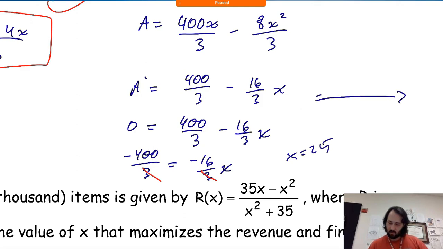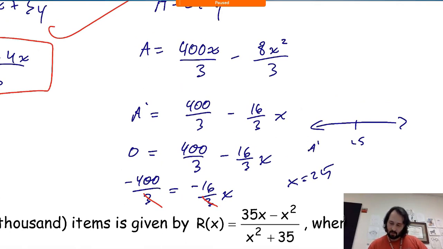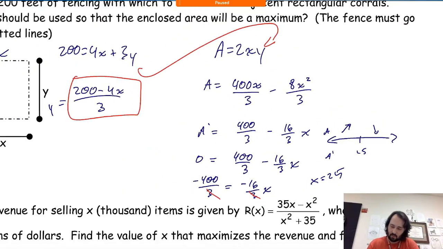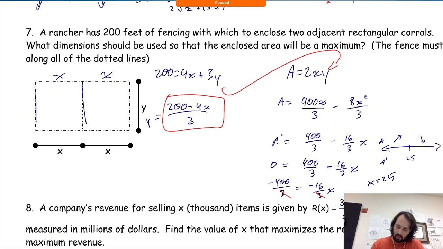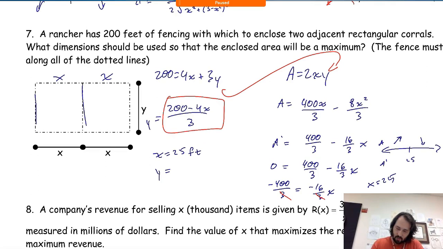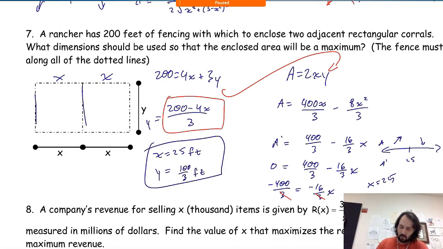And if I look at it on a number line, it should map out because it's my only option. So a prime and a. So let's see, if I'm less than 25, it's going to be positive. If I'm greater than 25, it's going to come out negative. So yes, that is a maximum, and I'm maximizing my area when x is 25 feet, and then y must be 200 minus 100 divided by 3, 100 over 3 feet. And that would be my answer.